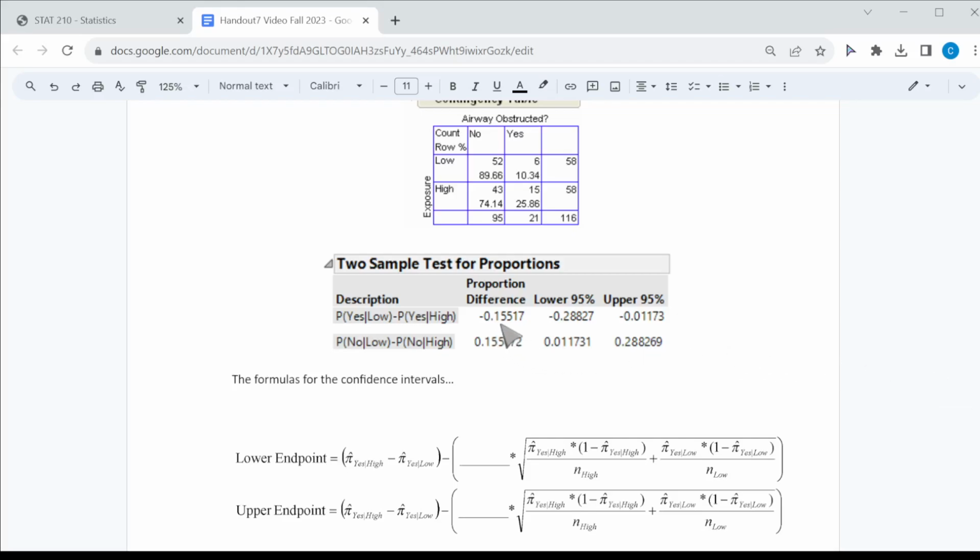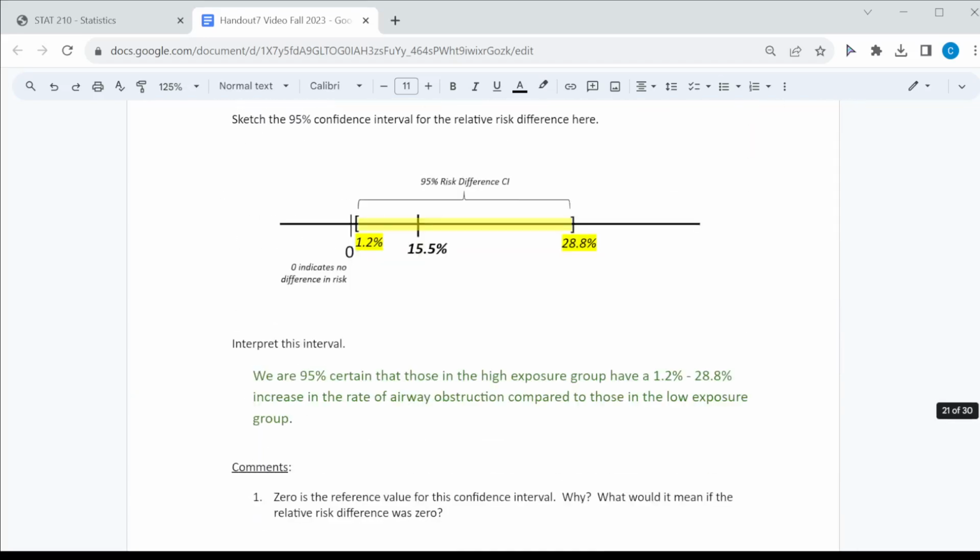I'll say it again, if you do the negative version, then it's obviously just going to be the opposite endpoints here. So what did I say the interpretation was for the 15.5? I said those in the high exposure group have a 15.5% increase in the rate of airway obstruction compared to those in the low exposure group.